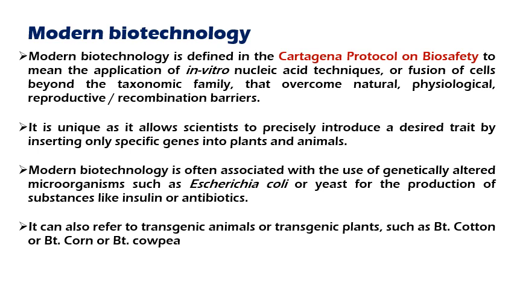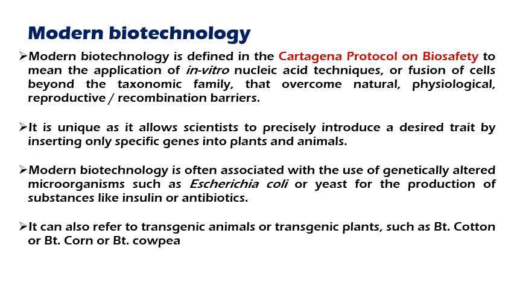In vitro means outside the living system, in a test tube, the Eppendorf tube. Fusion of cells beyond the taxonomic family. This talks about protoplast fusion. A protoplast is a plant cell devoid of the cell wall. So fusing protoplasts of two different species together can give you a hybrid. And all this overcomes natural, physiological, reproductive, and recombination barriers. Why? Because you cannot transfer genes across species, which naturally is not possible. So this is an artificial method of enhancing growth of crops and animals and introducing useful genes into them.